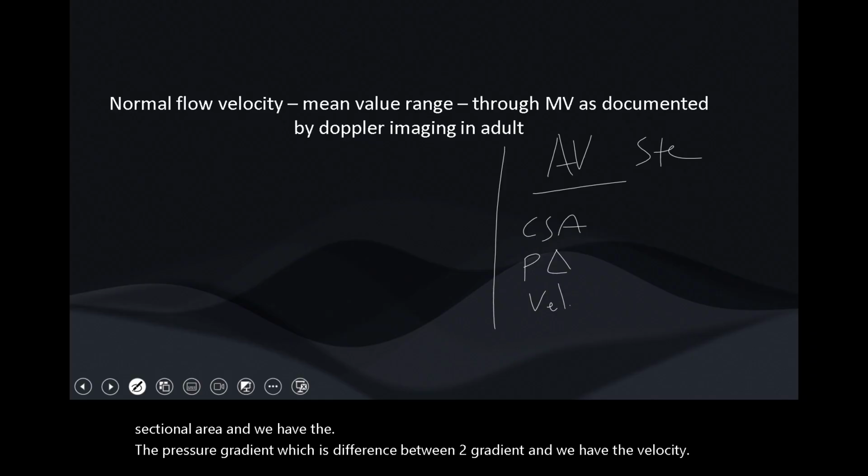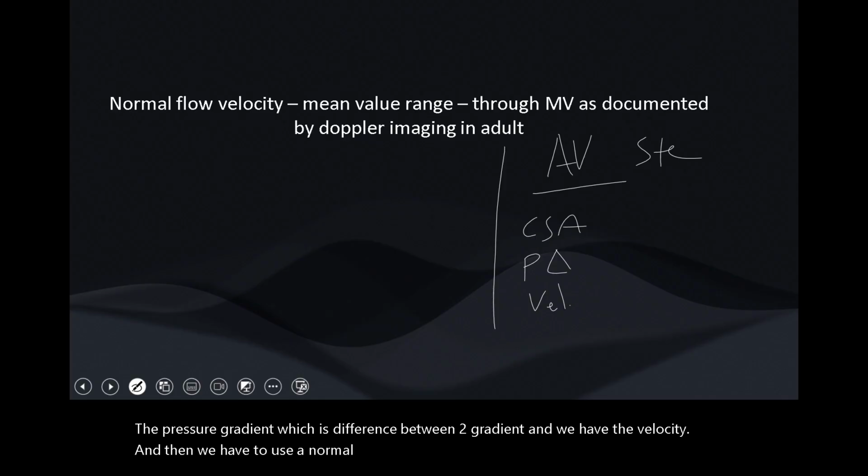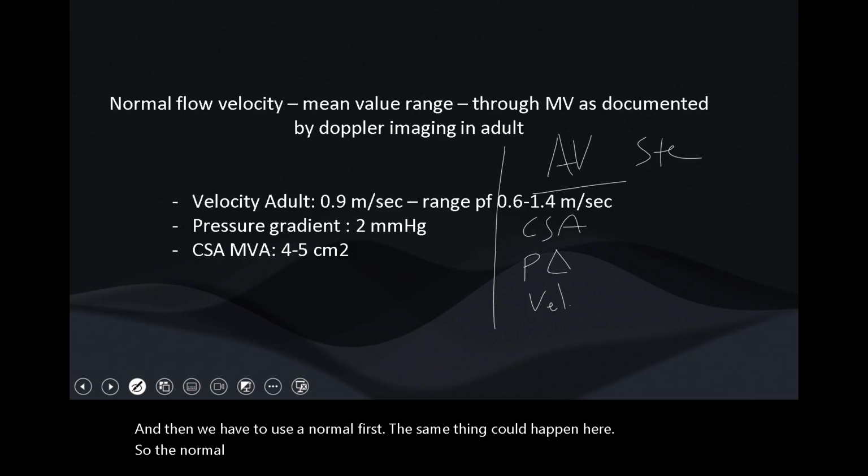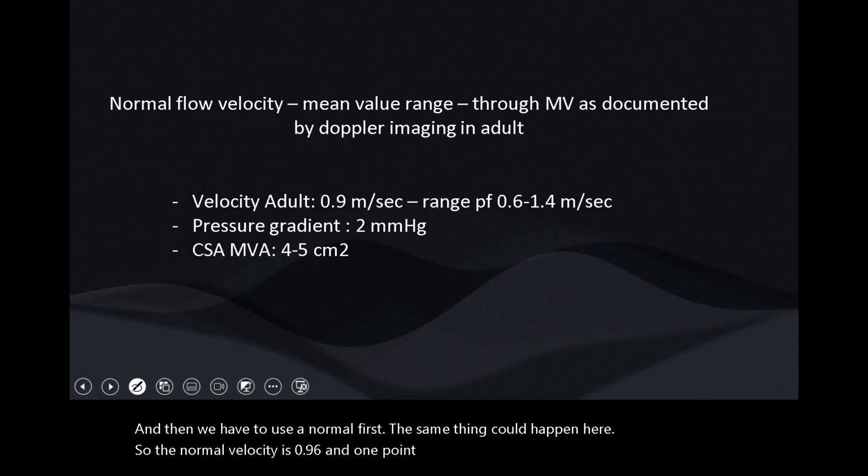And here we have to know the normal first. The same thing will happen here. So the normal velocity is 0.9. We're going to say the range is between 0.6 and 1.4. You have to remember this.